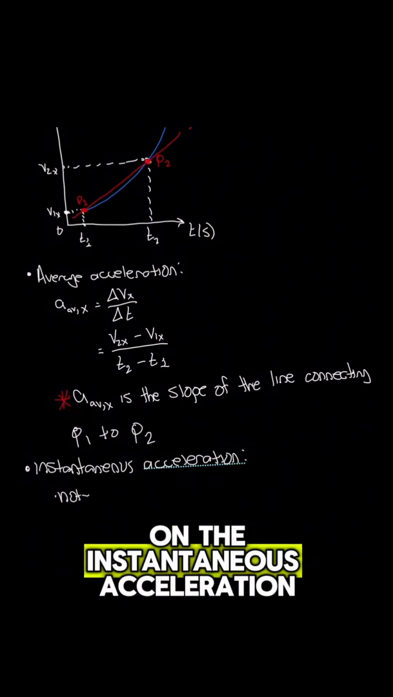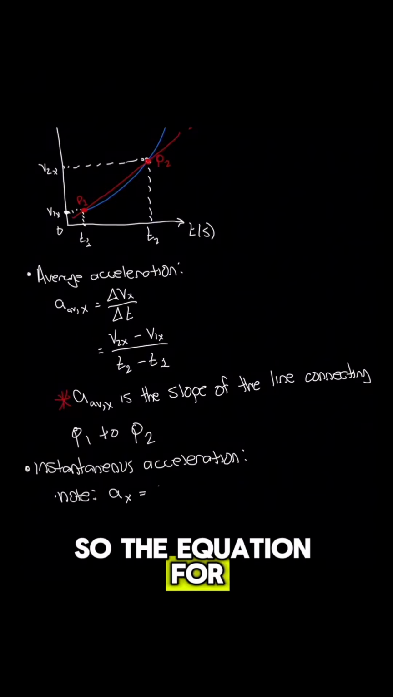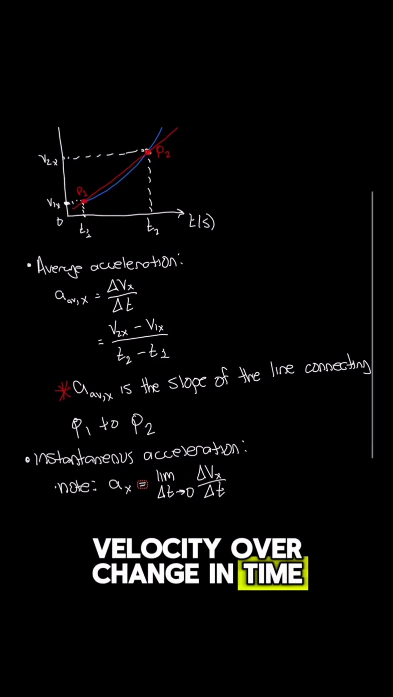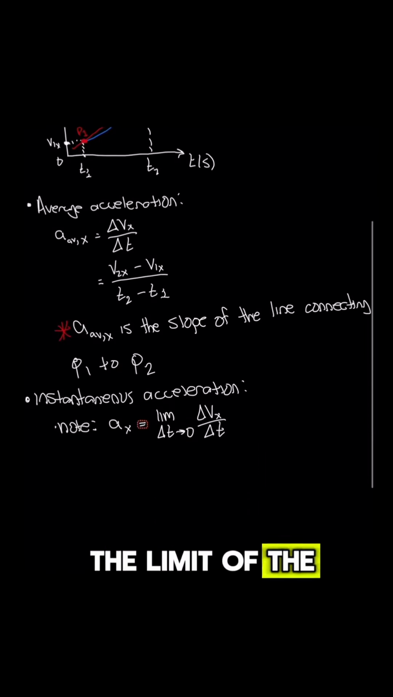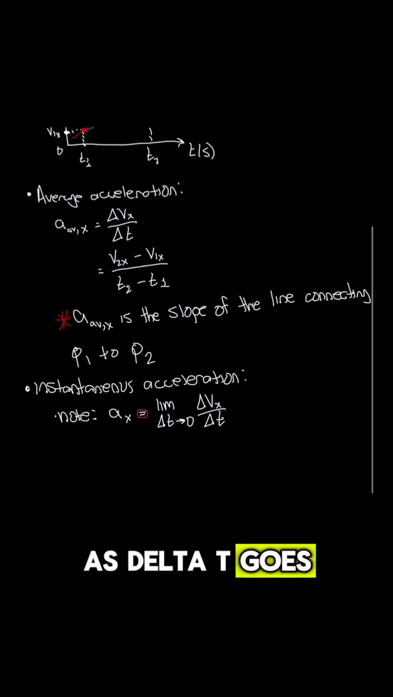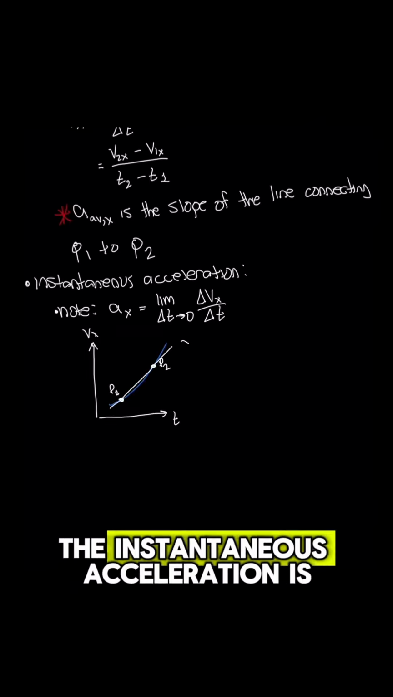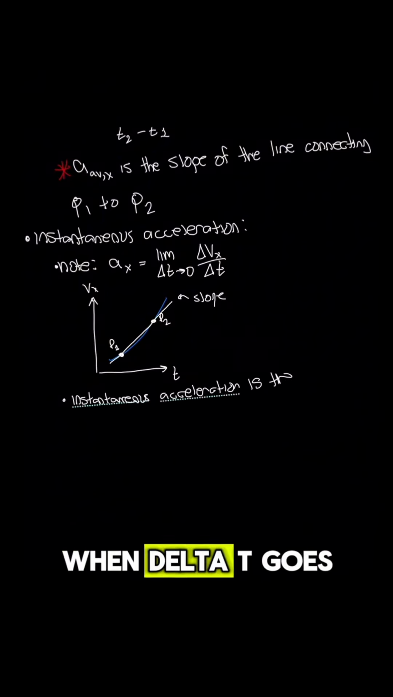So a quick note on the instantaneous acceleration. The equation for it is equal to the limit as delta t goes to 0 of the change in velocity over change in time, which is also just the limit of the average acceleration as delta t goes to 0. So if we look at this graph here and we draw P1 and P2 and the slope, the instantaneous acceleration is just the slope when delta t goes to 0.